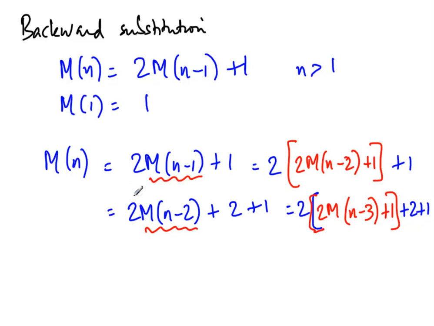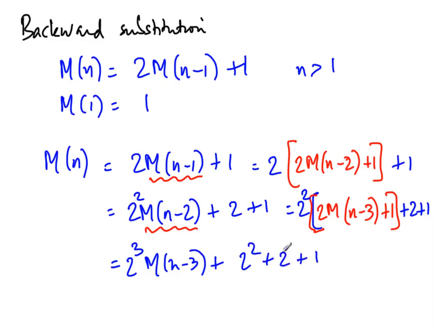So this is 2 squared, right? So I had 2 times 2. So 2 squared times (m of n minus 2 plus 2 plus 1), so 2 squared into 2 m minus 3. So now I'm going to get 2 cubed, because 2 squared times 2 into m of n minus 3. And then the remaining term is going to be 2 squared times 1. So it's 2 squared plus 2 plus 1. Okay. So now a pattern is beginning to emerge.